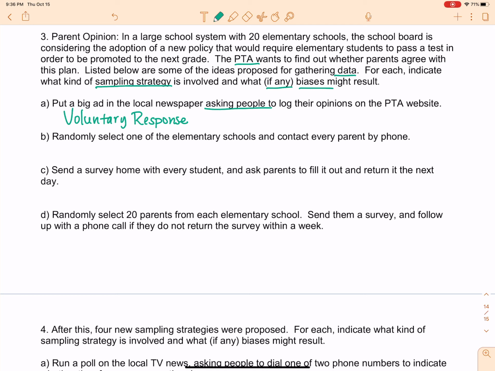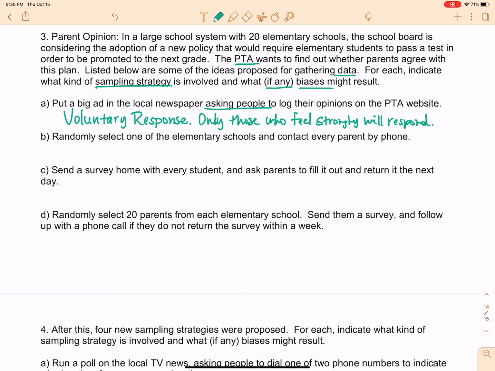So it's not really that there's a sampling method involved, but there is a type of bias that can occur, because it could be a voluntary response situation, because only those who feel strongly will respond, one way or the other.